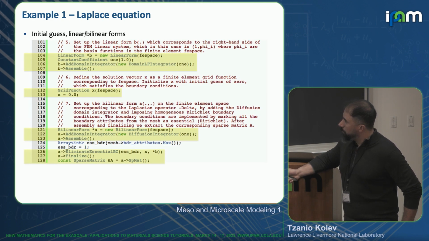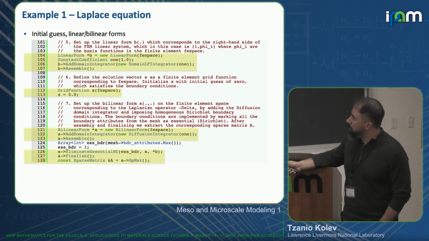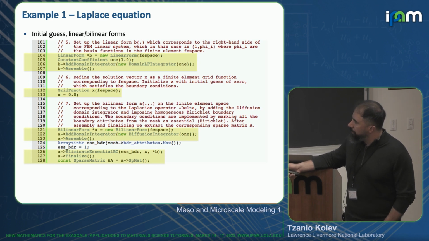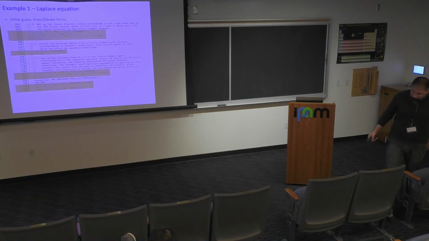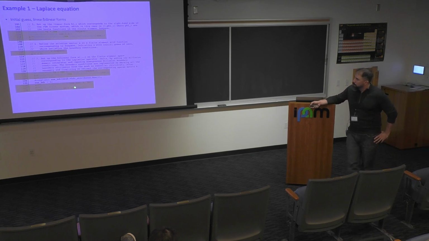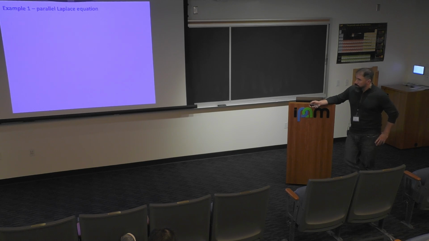This is the right-hand side. It's a linear form that's an integral of a basis function against a given coefficient, a continuous function, in this case, just one. The finite element fields are called grid functions, and this is our unknown field. The left-hand side is a bilinear form. It's an integral. In this case, diffusion integrator means grad U, grad V, where U and V are different basis functions. We eliminate boundary conditions. We extract the matrix, and we put this A, B, and X together in a linear system that we solve with preconditioned conjugate gradient, and then this is the visualization. So it's really just a few lines of code.